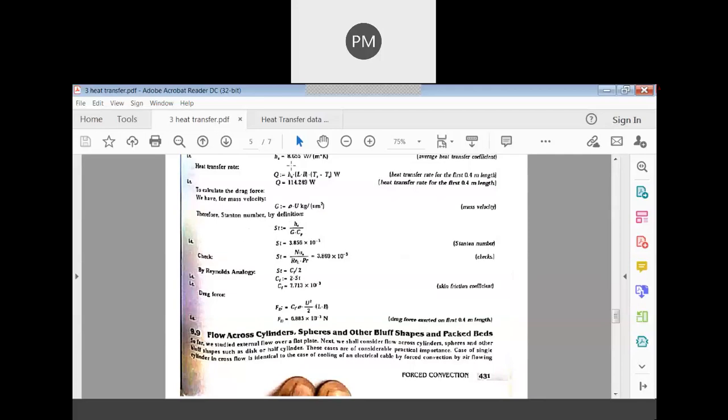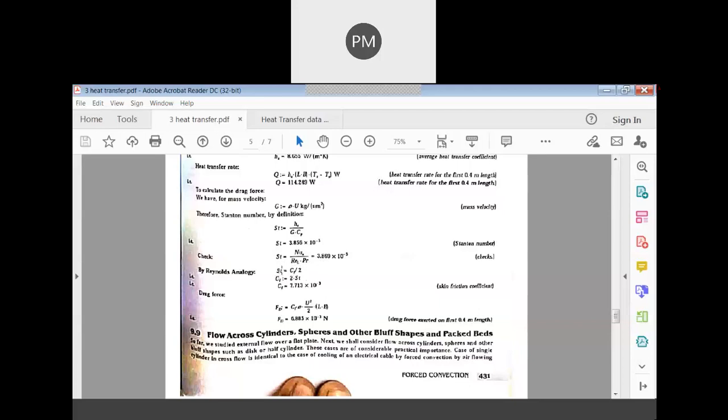H is obtained, 8.65. Rho, density, properties you can note down, and u, velocity, they have given in the problem. Cp is from the properties. Just substitute and get the value of Stanton number. Also another formula for Stanton number is Nusselt number divided by Reynolds number into Prandtl number. Nusselt number you know, no? You have calculated Nusselt number, Reynolds number, Prandtl number has been obtained from the properties. So also you can calculate Stanton number.